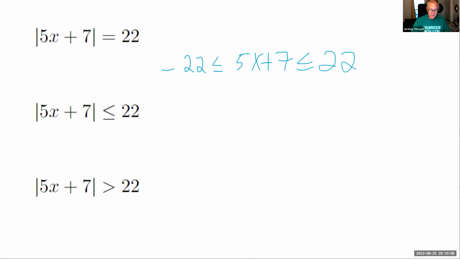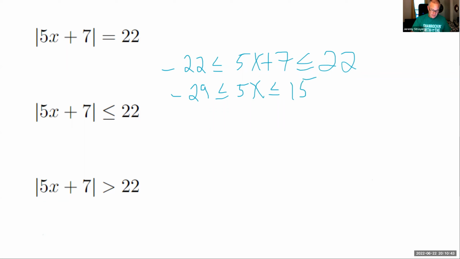We can treat this as like a 3-part inequality. But since this is a true inequality right now, this is the problem we're given, we can work with our algebra rules to solve it. In this middle part, if we take away 7, then we need to take away 7 from the other parts, so we can begin to isolate our variable here. If we take away 7 from -22, we get -29. That's less than or equal to 5x, which is less than or equal to 22 minus 7, which we already solved as 15.